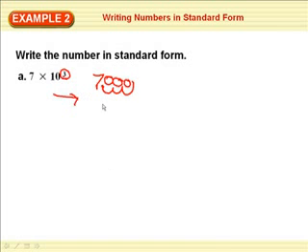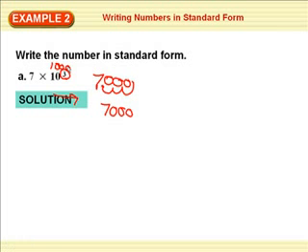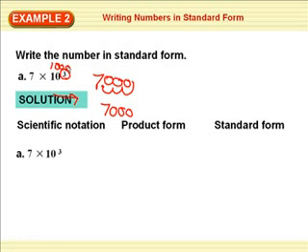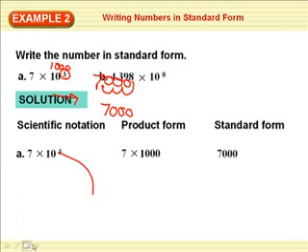So 7 times 10 to the 3rd would be 7,000. Another way to look at it is 10 to the 3rd is 1,000, and 7 times 1,000 is 7,000. So let's see how they explain it. There it's in scientific notation, and again they wrote the product just like I did, 7 times 1,000, and then it comes out to be 7,000. So that works out really well. Let me get rid of some stuff here.